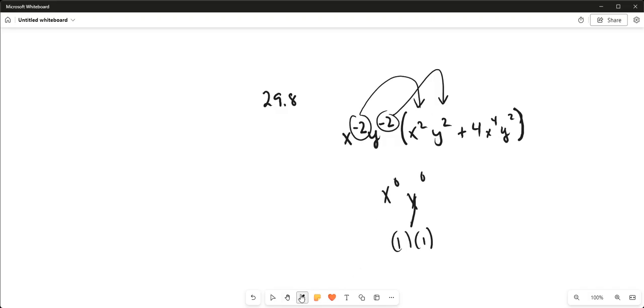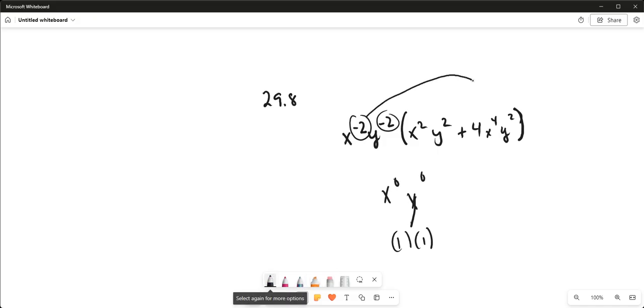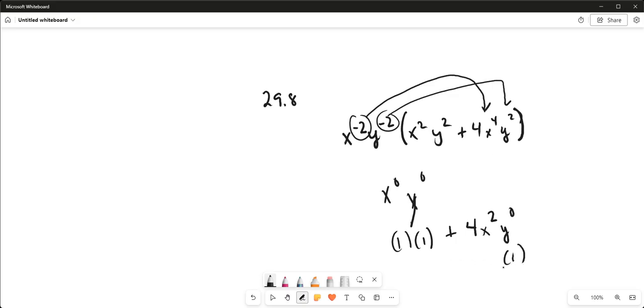And then x goes into the second term, x to the negative this. So this is going to be plus 4. And then this is x to the second. And this is y to the 0. So this is a positive 1. So this is 1 plus 4x squared.